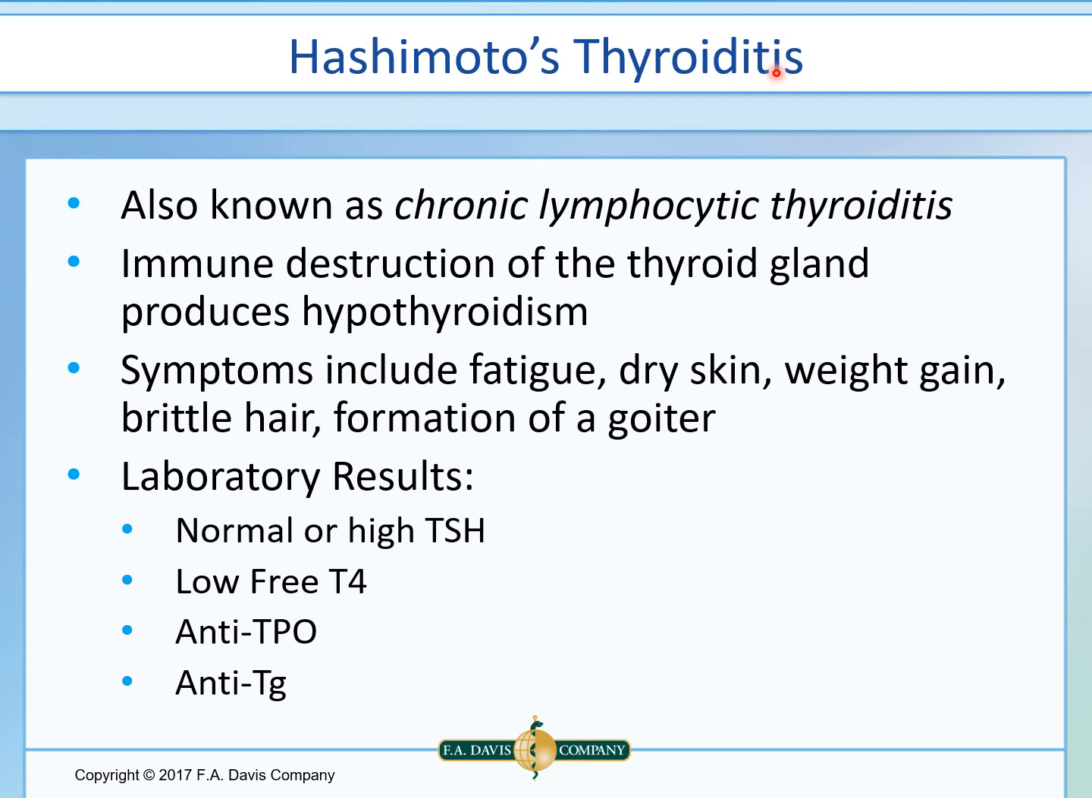Laboratory results seen with Hashimoto's disease include normal or high TSH, low free T4, anti-TPO, and anti-TG being present. Anti-TPO, the anti-thyroid peroxidase, is the best indicator of Hashimoto's disease, whereas anti-TG, anti-thyroglobulin, is less sensitive and specific, as they're found in fewer Hashimoto's patients, and it also can be seen in healthy persons as well.